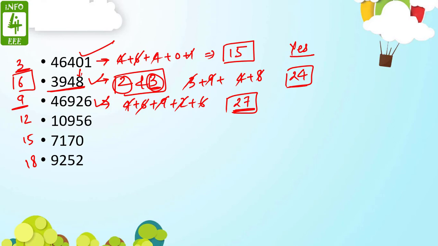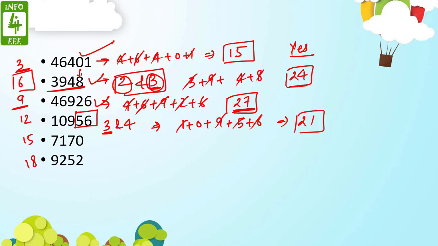For 12, you need to check for 3 and 4, right? For 4, you need to check the last two digits of the number. So 56 is divisible by 4, then you will move forward to check for 3. If both conditions are satisfied, it means that number will be divisible by 12. So 10 plus 11 is 21 and 21 is divisible by 3. So this number will be divisible by 12.